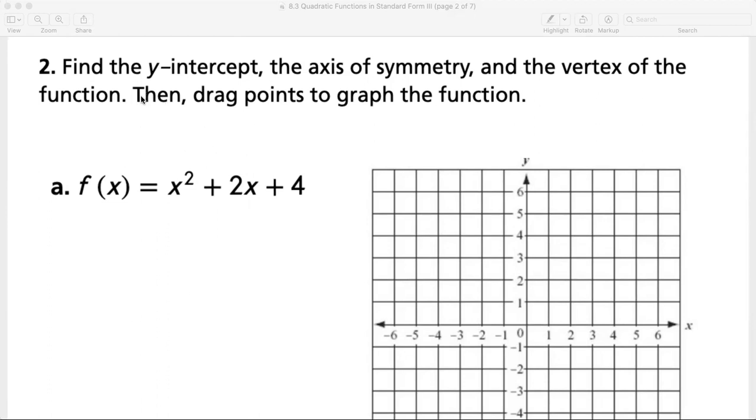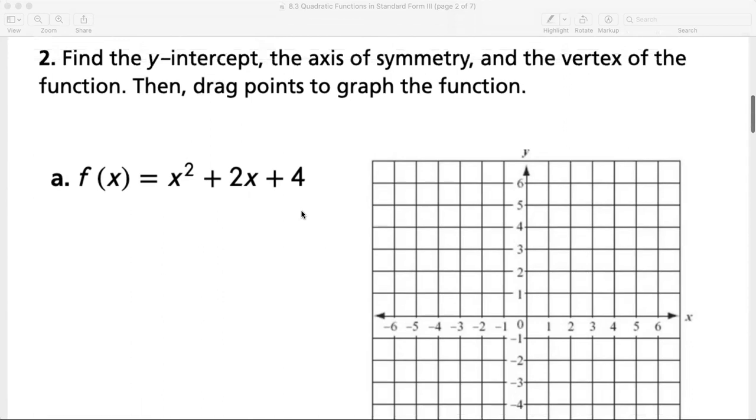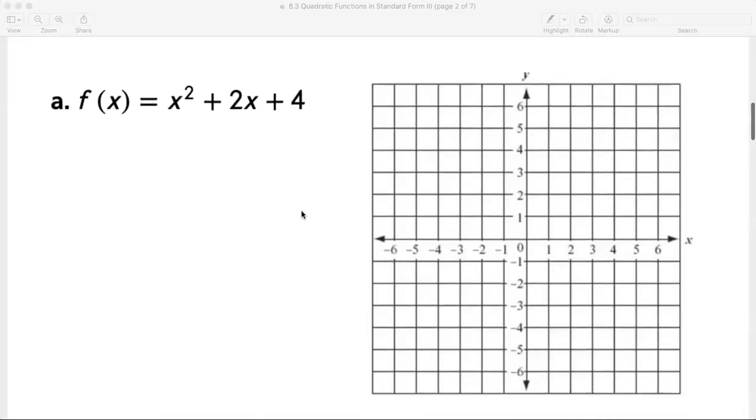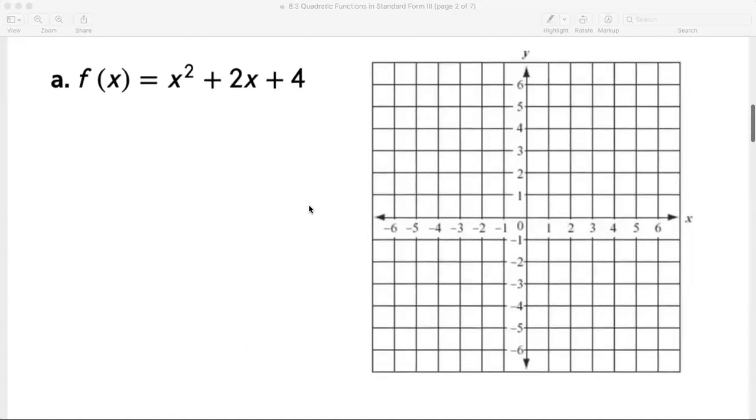In fact, if you look at the instructions, it says drag points to graph the function. I took this from one of your homework problems because it's digital. So this was a digital graph before. Okay, let's see. So we're going to find 3 things: your axis of symmetry, vertex, and y-intercept.